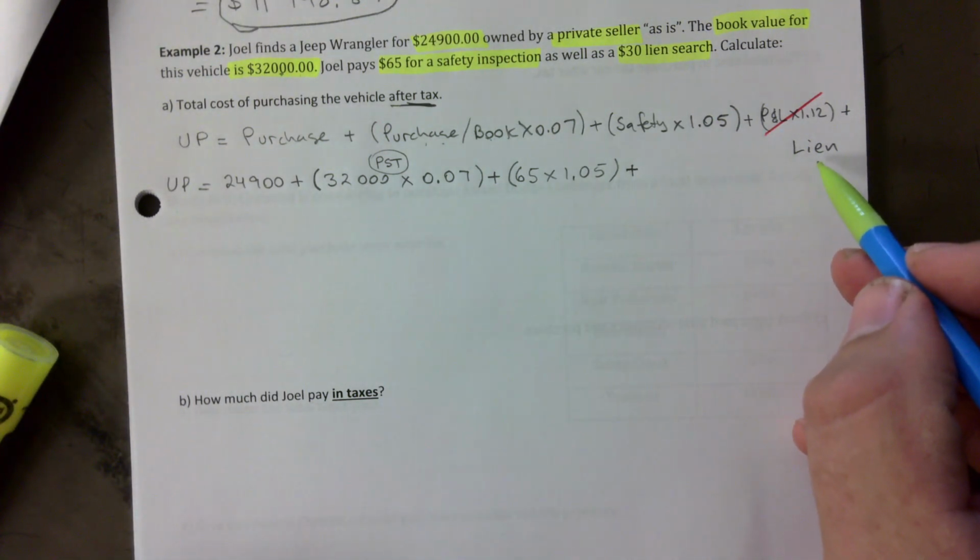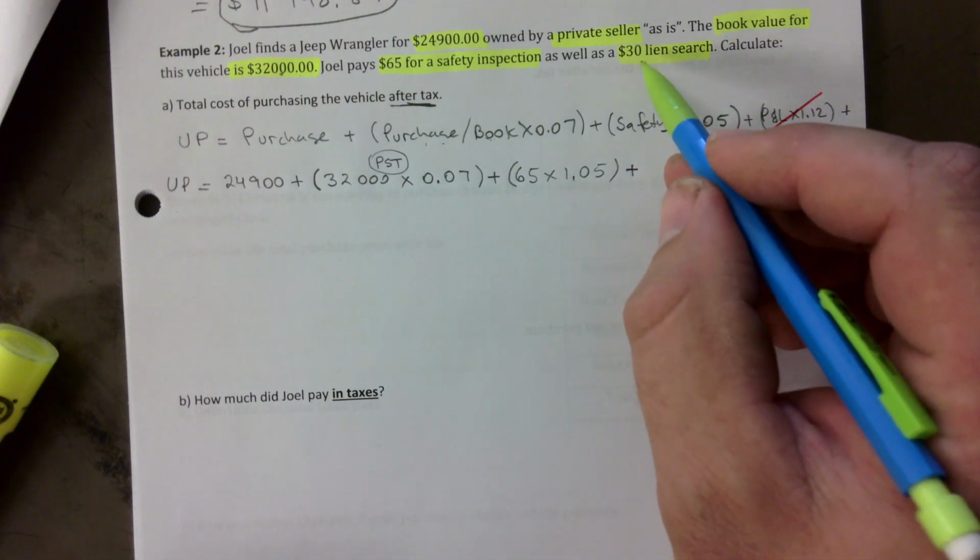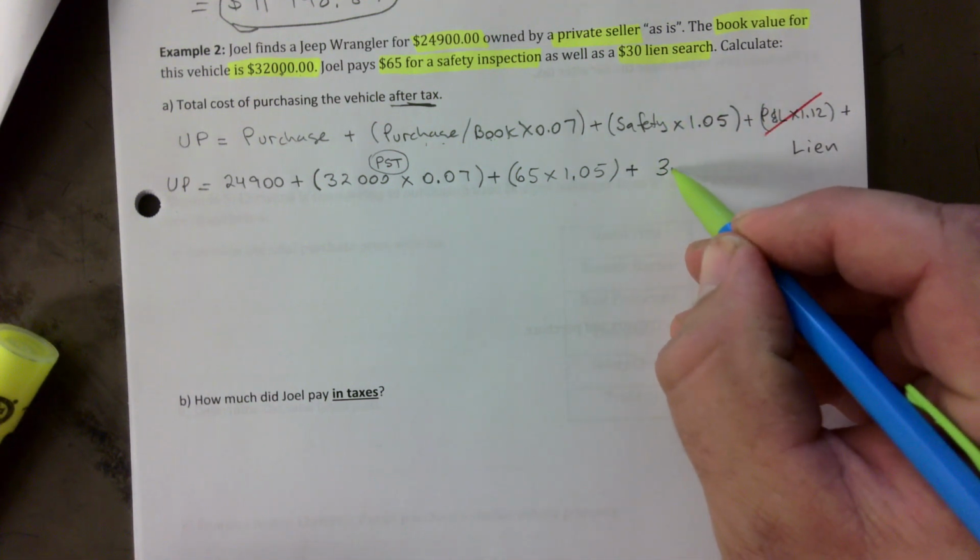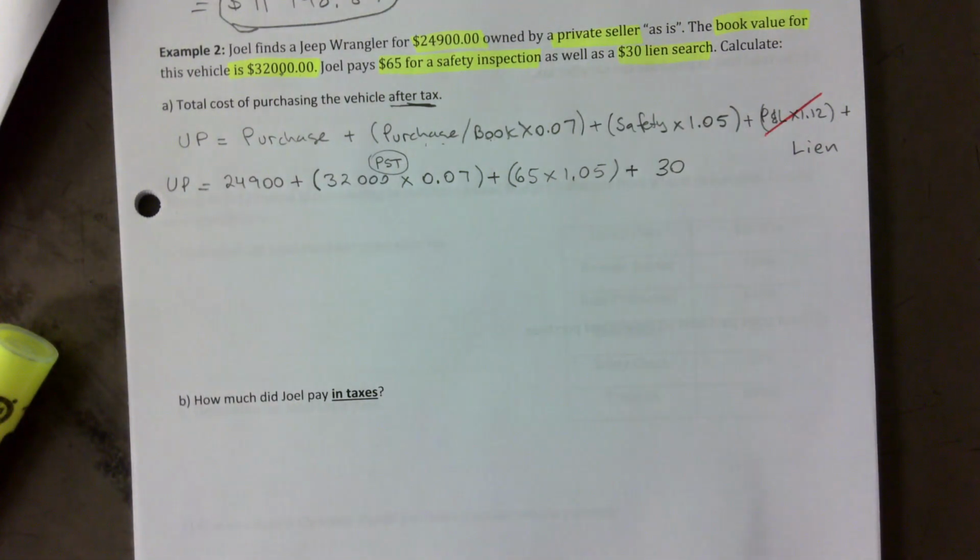And then there's a lien search for $30. That I will add just like that. It doesn't get taxed. Do you remember that? Do you remember what a lien is? It's a virtual chain to your car. Sure you can drive around, you can even go to the US and back, but you cannot sell it because it still belongs to the bank.